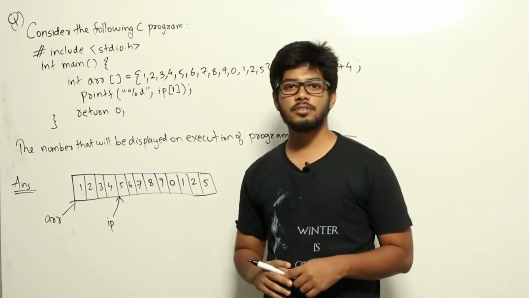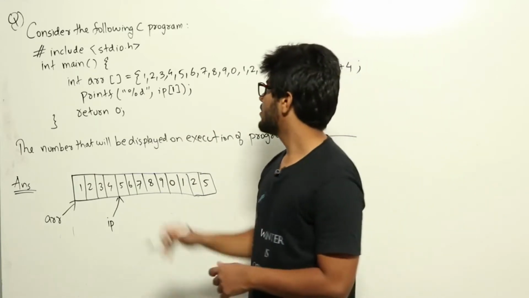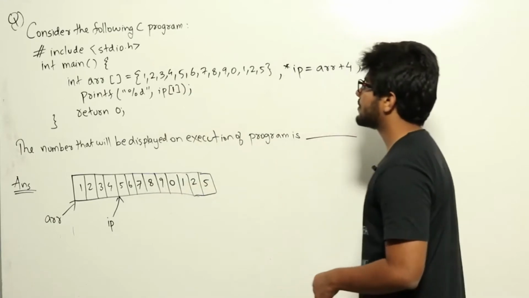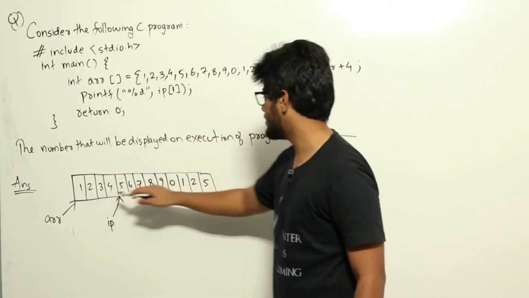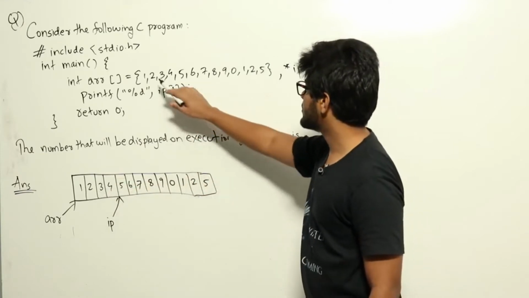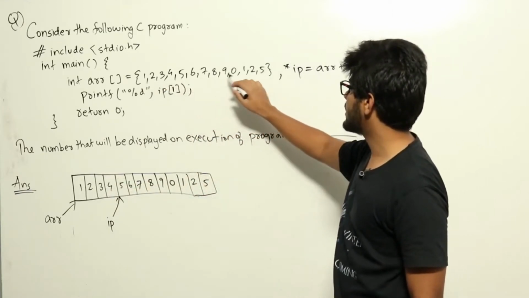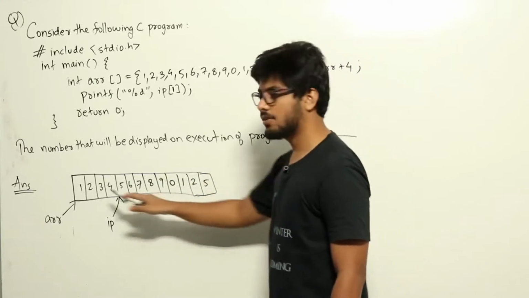So this is a very simple question coming from the C programming section. We have been given this particular program. In the program, they are declaring this array arr that is given like this. It contains 13 elements: 1 2 3 4 5 6 7 8 9 0 1 2 5. So the array looks like this.